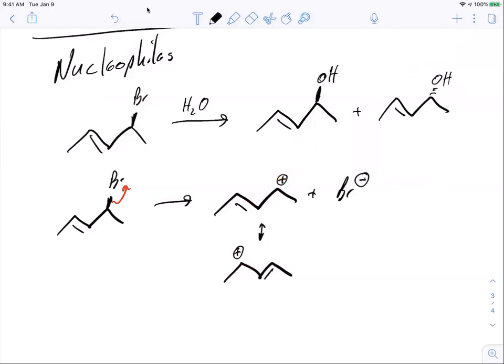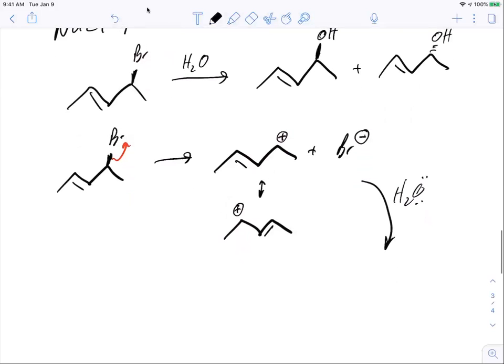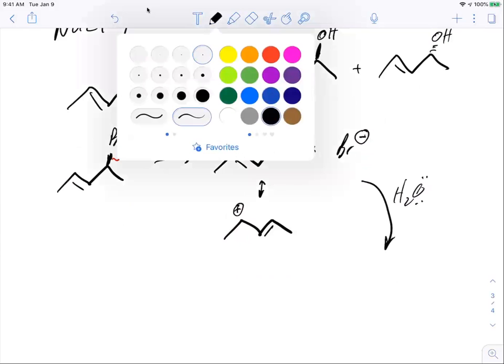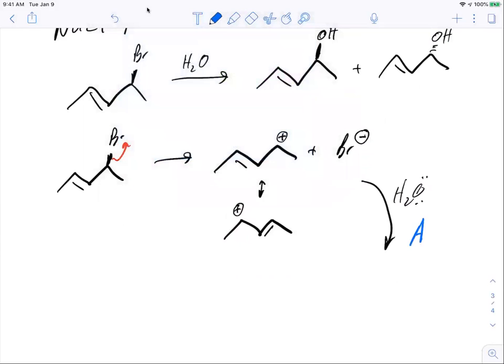Now, if we think about the next step, which is the nucleophile, does it matter once we get to the carbocation whether this is a good nucleophile or a nucleophile? It really doesn't matter. All I need is a nucleophile.